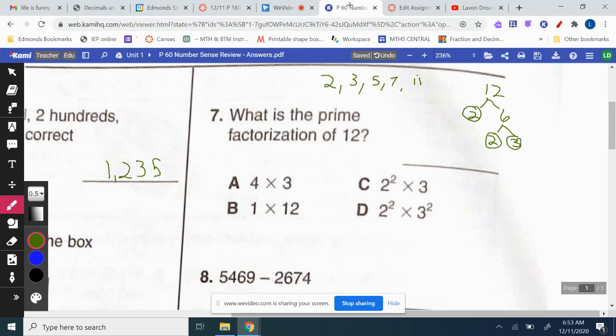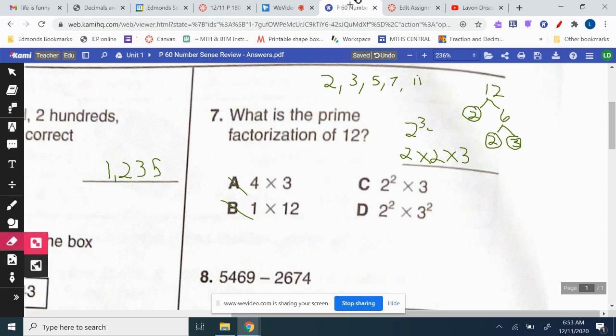Now all my numbers are prime because they're in that list. So I know it's 2 times 2 times 3. Well, that's not one of my options. And these aren't prime numbers, so those go away. Well, I have 2 2's, so that would be 2 squared, not cubed. Let me fix that. Times only 1 3. And so that answer is C.